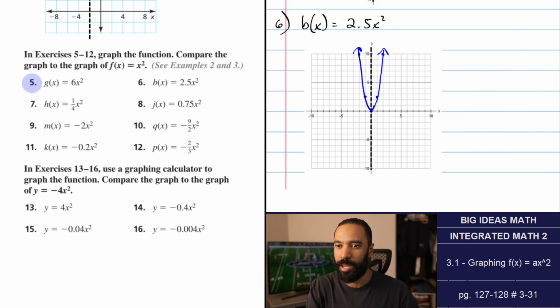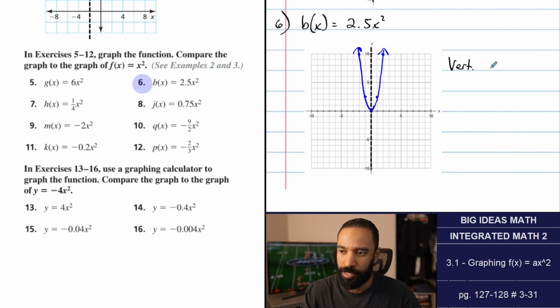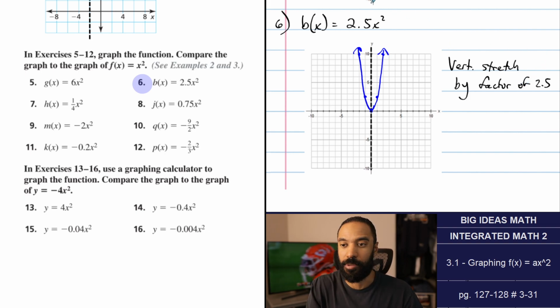But this is going to be the same kind of thing as number 5, which is a vertical stretch on this number 6 here. So same thing, vertically stretch f of x by a factor of 2.5. I imagine we'll have some shrinks and reflections as well. They're going to pop up. That's number 6. Okay, number 7.